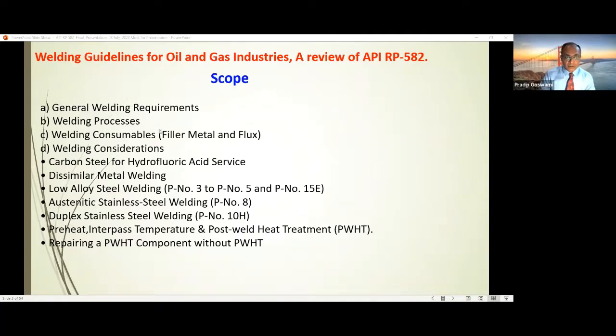As you can see here, what I'm going to talk about is the scope of this RP, and you see on your screen: general welding practice, general welding requirements, welding processes. I'll talk about weld consumables, welding considerations, and some specific cases like carbon steel for hydrofluoric acid service, dissimilar metal welding, low alloy steel welding, austenitic stainless steel welding, duplex stainless steel welding. That is a very interesting topic, everywhere nowadays. Preheat, interpass, post-weld heat treatment, and repair of a post-weld heat-treated component, or a component which had been in service for many years without post-weld heat treatment. That's an interesting area.